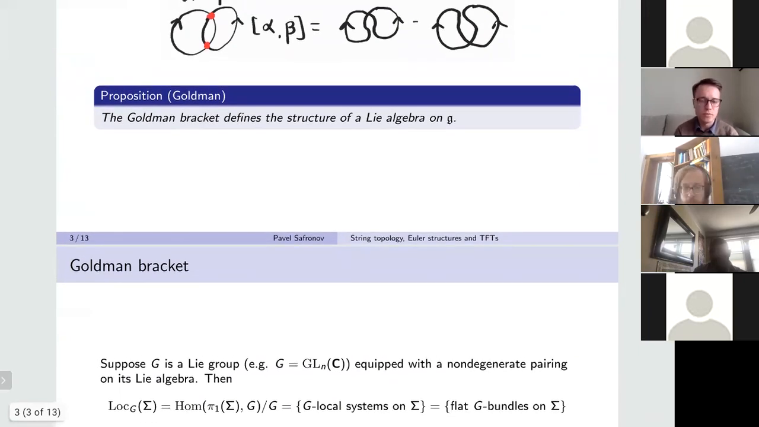Let's say you have a Lie group. Maybe you work with complex Lie groups, you could also work with real Lie groups. For simplicity I'll work with complex Lie groups. So for instance, you look at n by n matrices with complex entries with nonzero determinant, GL_n(C). And suppose this Lie group has a non-degenerate pairing on the Lie algebra. So for instance, for GL_n, this would be the trace pairing.